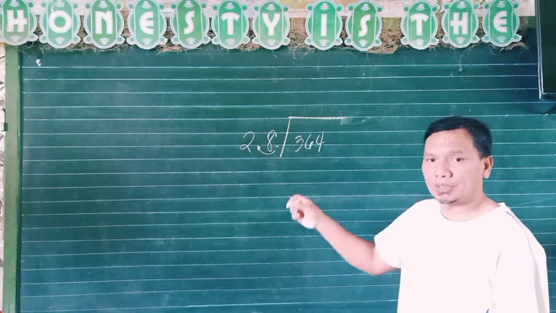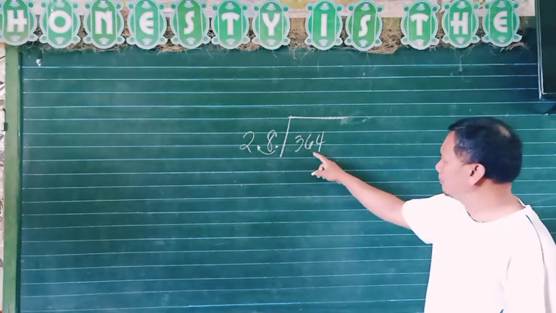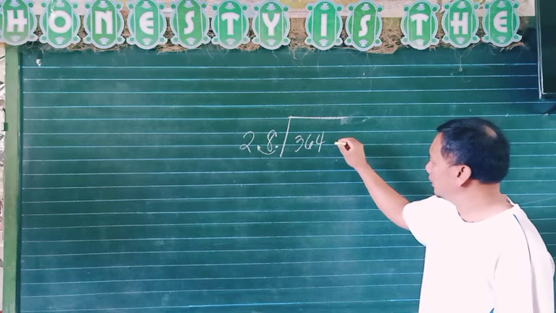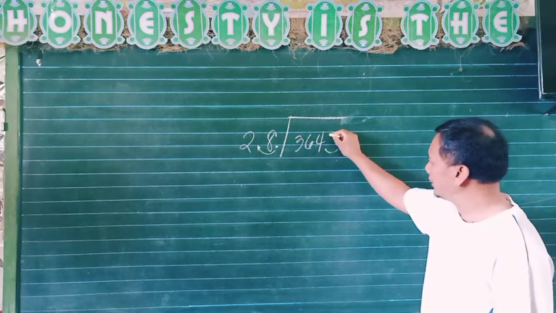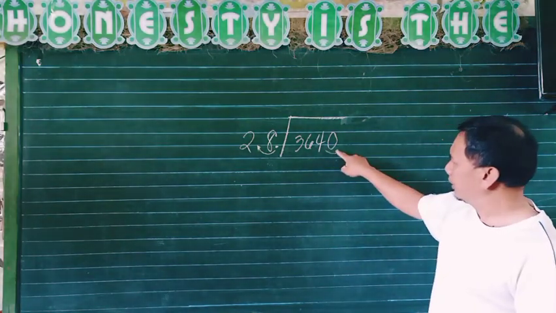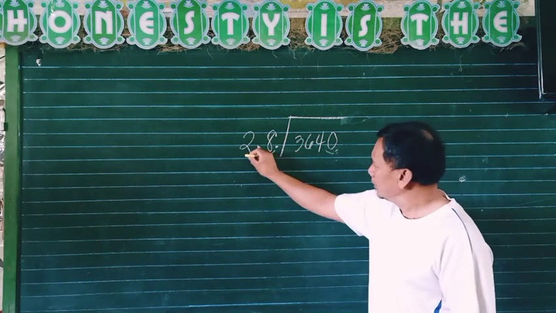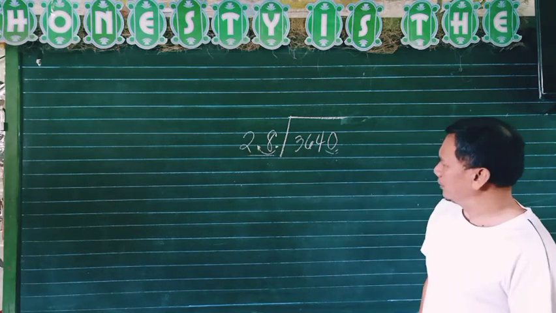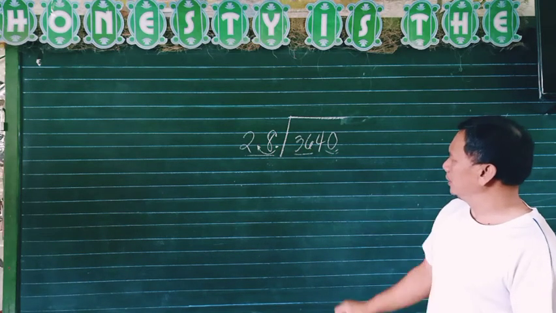So how many times did we move the decimal point? Once only. Since this is a whole number, meaning the decimal point is at the end of the number, you move that also once by adding 0. Okay, so you can remove that already. So our divisor now is 28. So we have 2 digits, you get first the 2 digits.